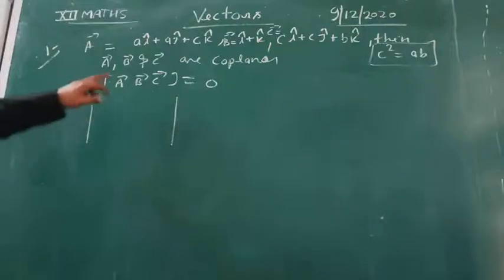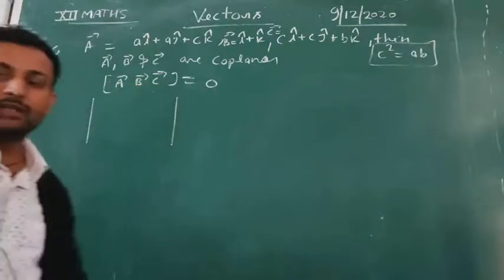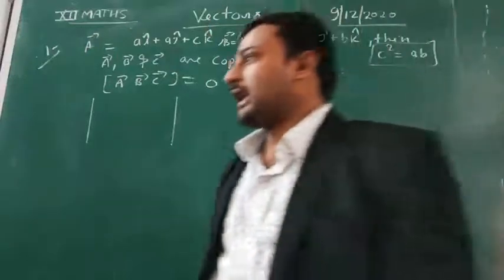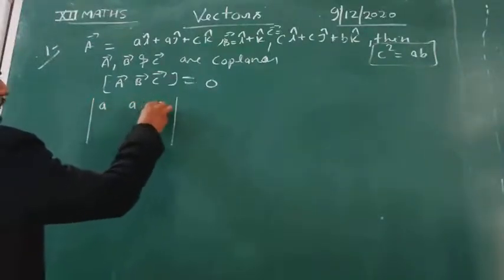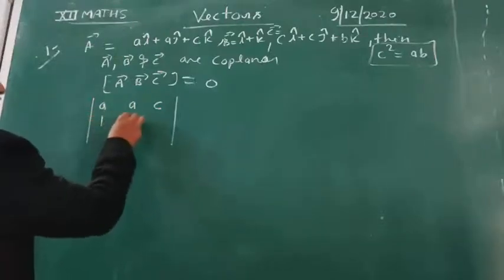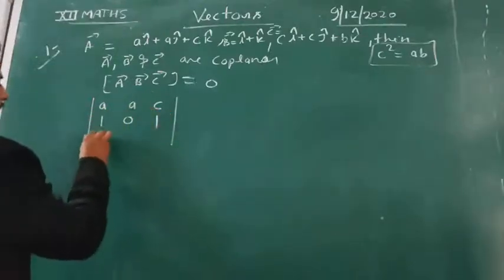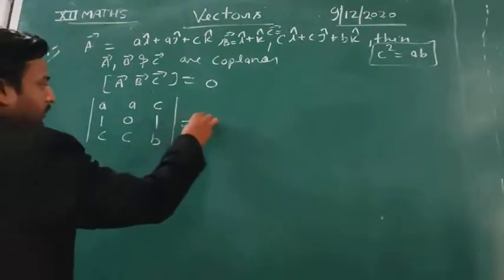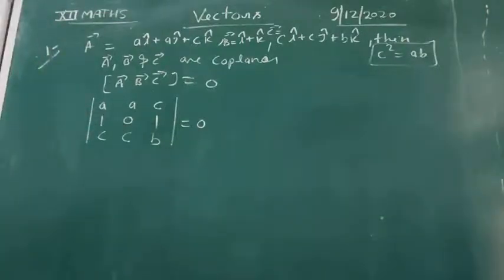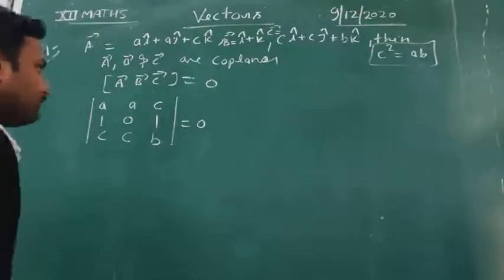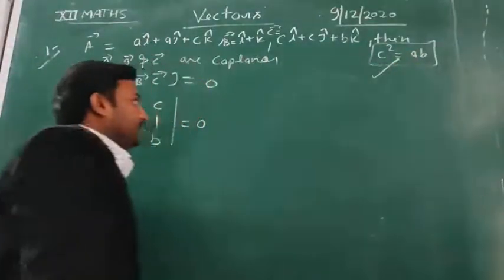Now how can we solve this? We can solve this with the help of a determinant. So we will write all the values in the determinant of vectors A, B, C respectively. A is a, 0, c; B is 1, 0, 1; and C is c, b, 0. Now we have put in all the values here and we will solve this determinant and show that c square is equal to ab.